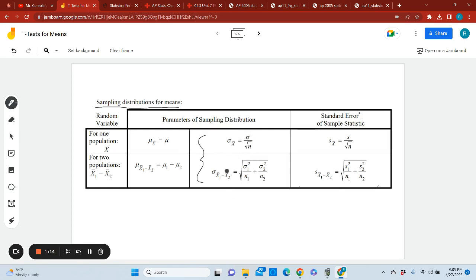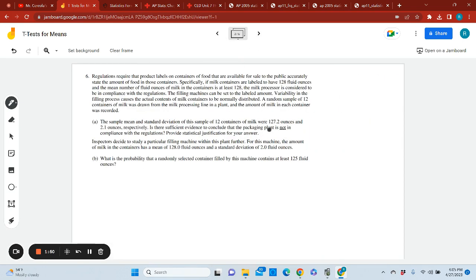Oftentimes, we're not going to know the population standard deviation, which is why we'll either have to build a confidence interval or perform a significance test to see if the population mean is what we think it is or if it's something else. So oftentimes when we're doing inference, we have to use these formulas over here, which is just replacing the population standard deviation with standard deviations from samples. Okay, so this is where you can look on your formula sheet to find these if you're dealing with a significance test for means. So I'm just going to hop right into it here.